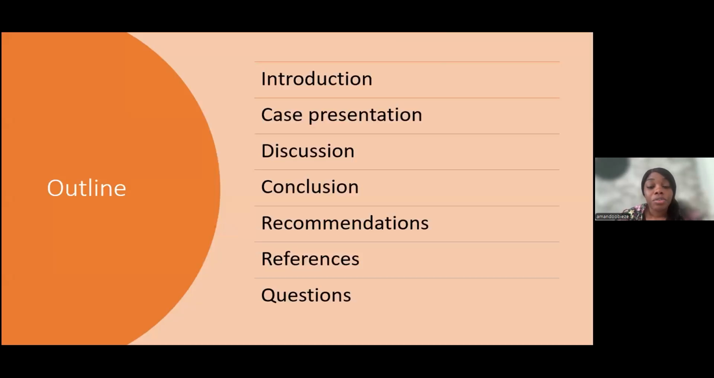So I'll be going through the outline, introduction, and then I'll give the details of the case presentation. We'll have a bit of a talk about what makes the case unique, and then we'll conclude. And then the references will be at the end, and I'll take any questions that you might have. Next, please.